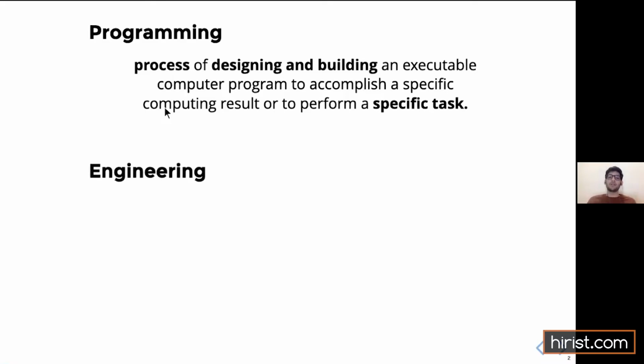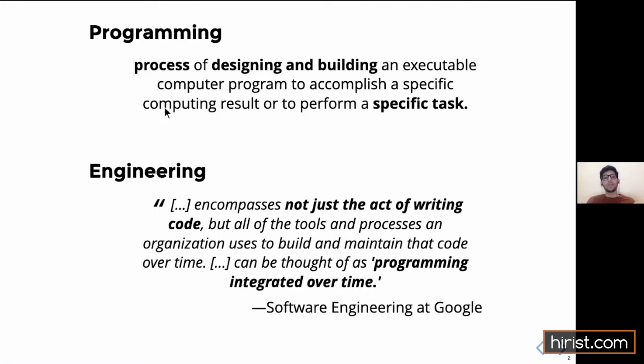But what is engineering? Here is one definition from Google's software engineering department. They say that engineering is not just the act of writing code, which I would assume is programming, but engineering also involves all the tools and processes that the organization uses to build the system and to maintain the system over a period of time. So they describe this as programming integrated over time, essentially multiple iterations of programming where there is more emphasis on tools and processes, some soft skills sort of a thing. That is what engineering would look like.